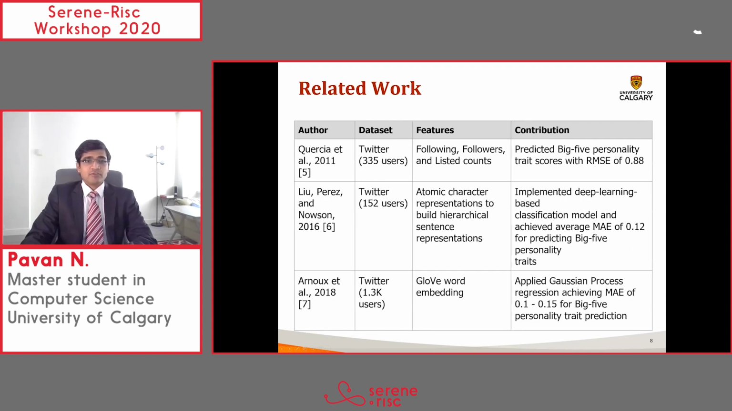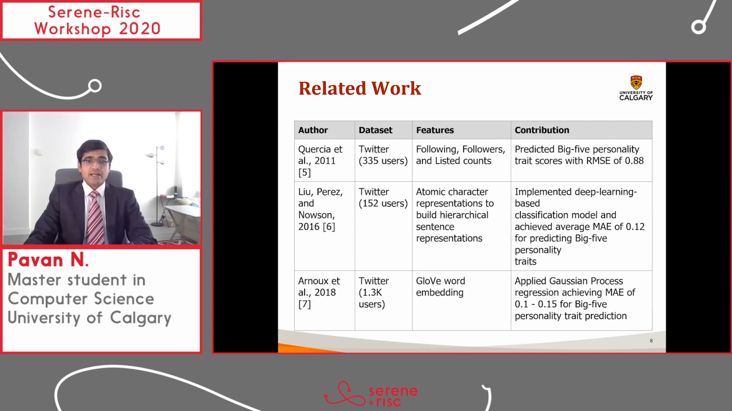Okay, so some of the works which aim towards the same goal, that is to extract a person's personality traits using Twitter or data available on Twitter. So Kosinski et al. kind of got the ball rolling with this research. They used the follower or the user's following and the listed counts to predict the personality traits.